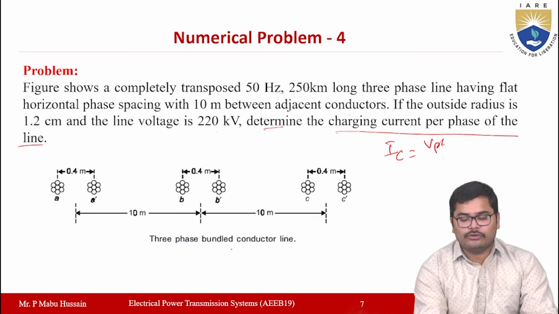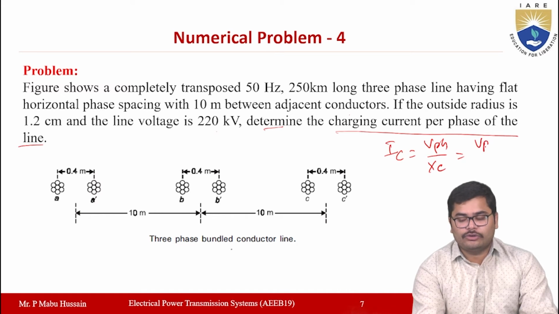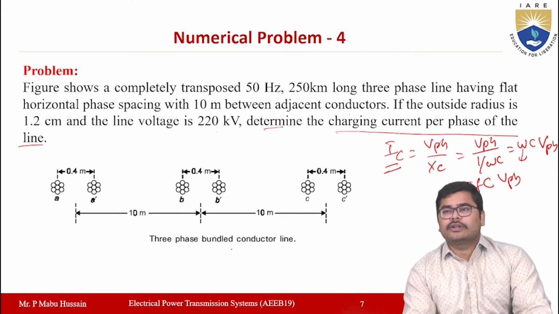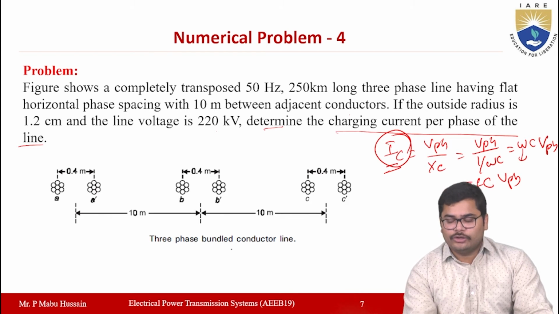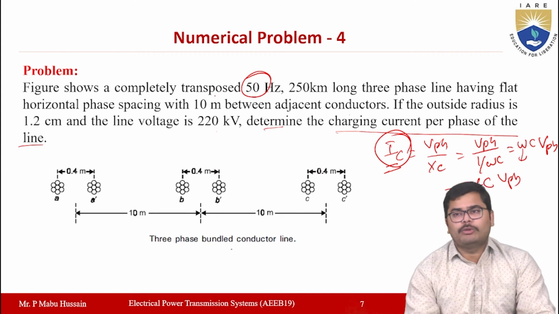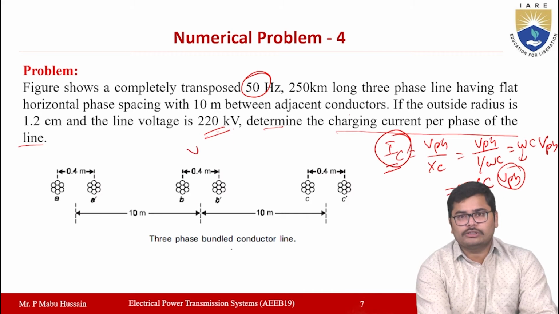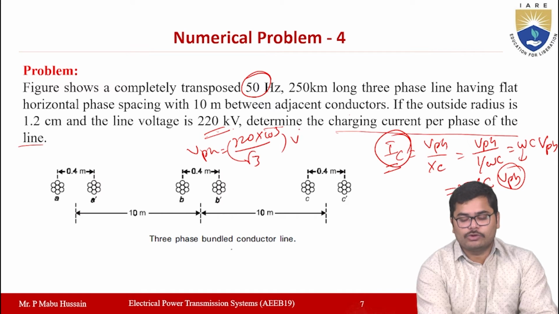So the charging current is equal to V phase by XC, which is equal to V phase by 1 by omega C, which is equal to omega C into V phase. Right? If you want to know the value of the charging current IC, you must know the omega. Omega here is nothing but 2 pi f, so 2 pi f C into V phase. Okay, so for calculating the IC, you need to know the frequency, which is given in the problem as 50 Hz, and you should know the V phase. The V phase value you can determine from the line voltage. Line voltage is given as 220 kilovolts, so V phase is equal to 220 into 10 cube by root 3 volts.